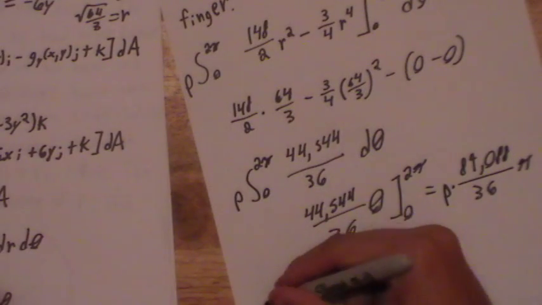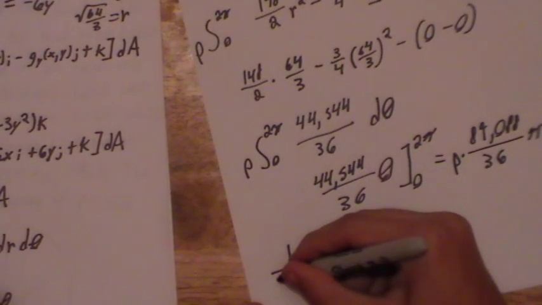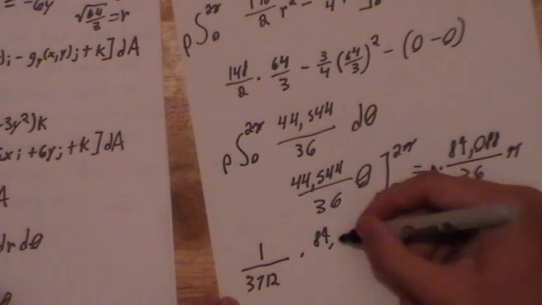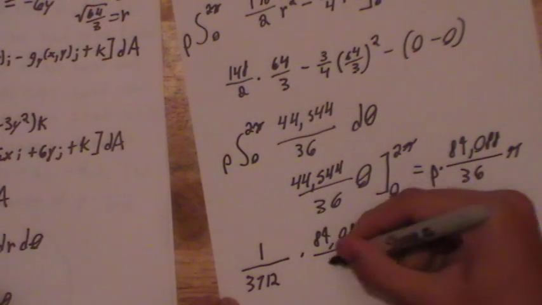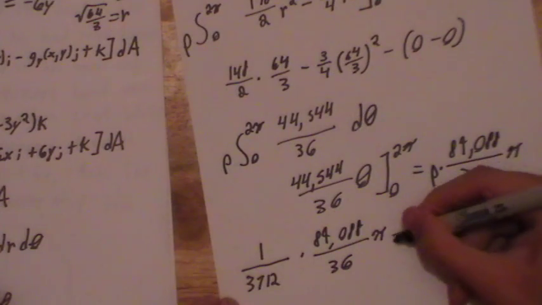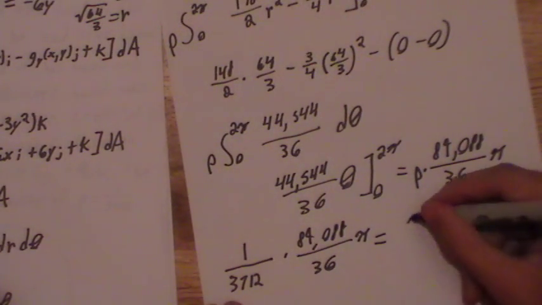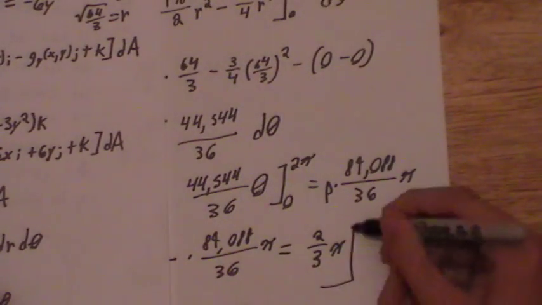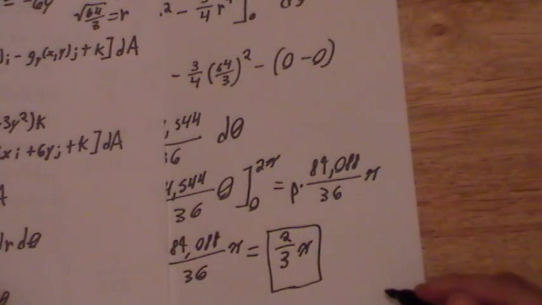Now we take this number and we multiply it by p. So now we get the number 1 over 3,712 multiplied by 89,088 over 36 pi. And if you simplify that, you simply get 2 over 3 pi. And that is the answer to our question.